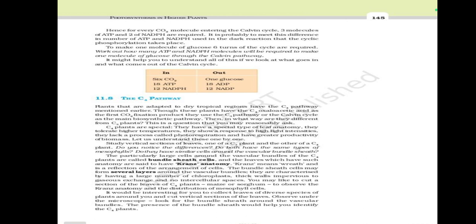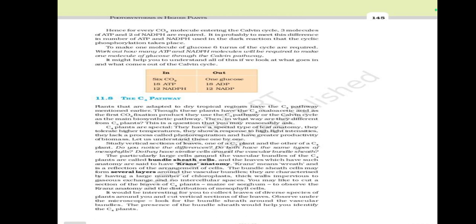Then in what way are they different from C3 plants? This is a question that you may reasonably ask. C4 plants are special. They have a special type of leaf anatomy. They tolerate higher temperatures. They show a response to high light intensities. They lack a process called photorespiration and have greater productivity of biomass. Let us understand this one by one.